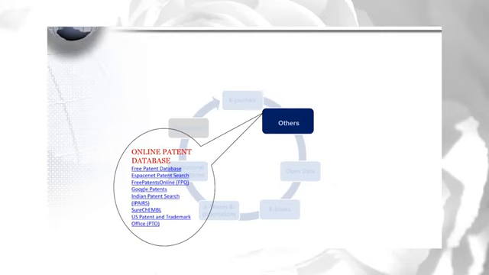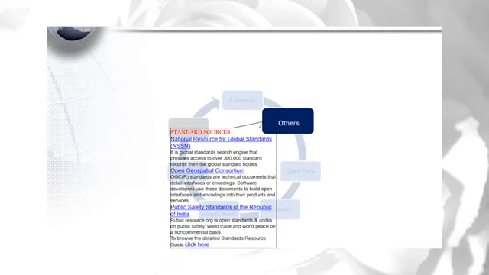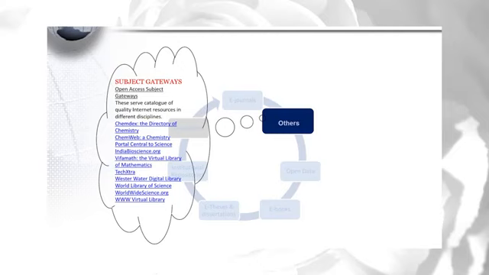Or online patent databases are there, you can make use of. There are standard sources, national resources and global standards are there. There are subject gateways you can make use of, which are on specific subjects. If you are looking for a specific subject, you can just click on one of these resources and get requisite material for your research endeavors.